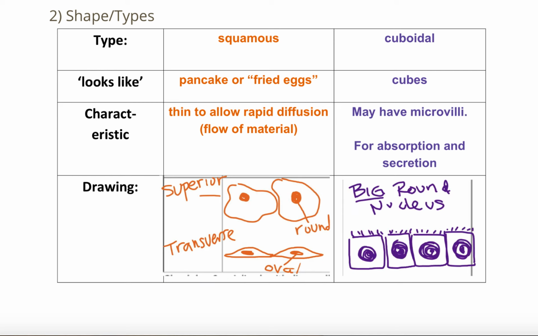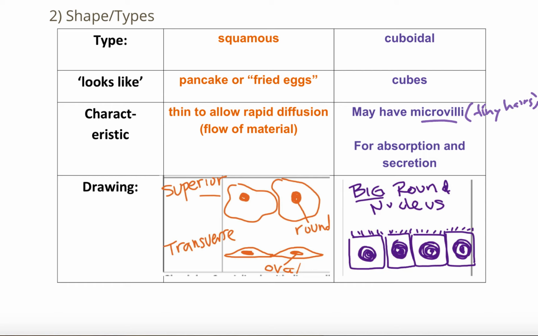Cuboidal looks like cubes. Sometimes they have microvilli. If you don't know what microvilli are, they're like tiny hairs that help provide additional sweeping across the surface of the cells, so they help brush things off and across. And sometimes they provide extra surface area for taking in stuff. So they're very good for absorption and secretion. So a big thing here is the fluffier and more volume a cell has, the more ability it has to take in stuff and make stuff.